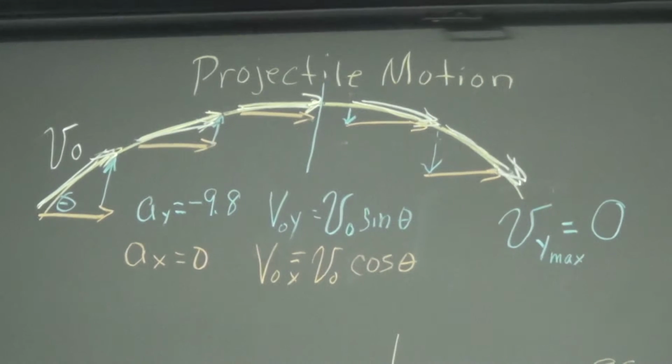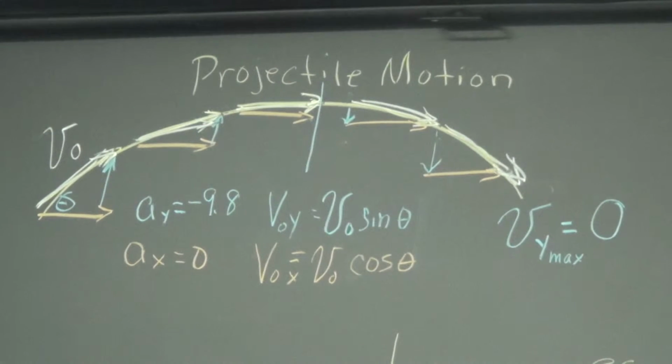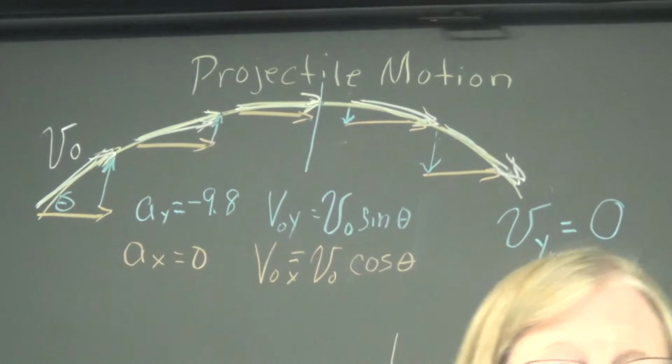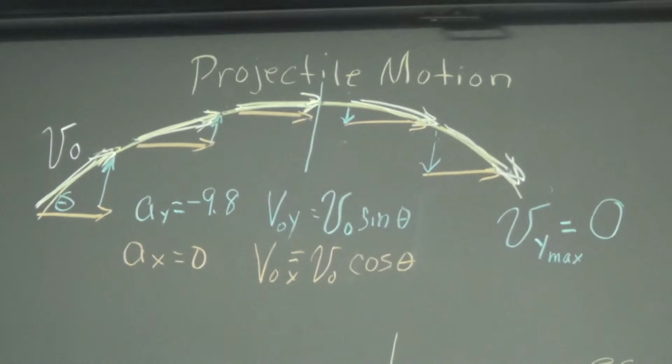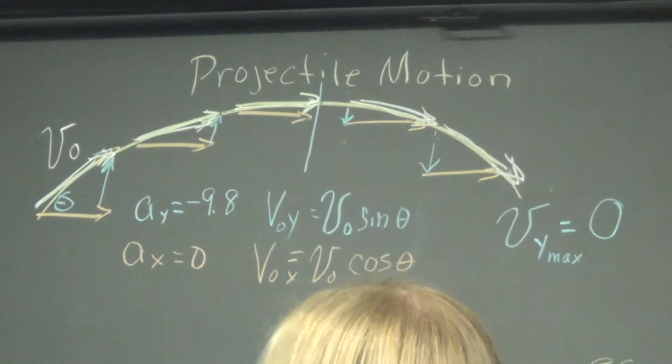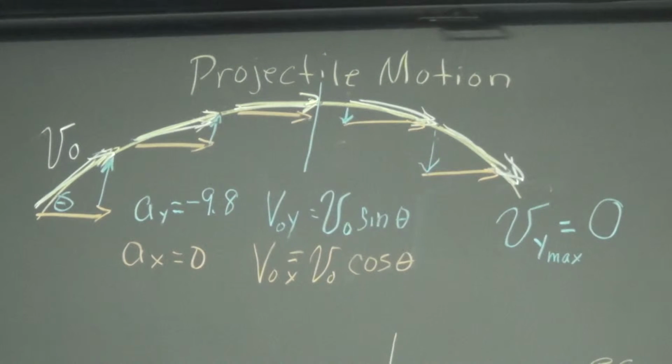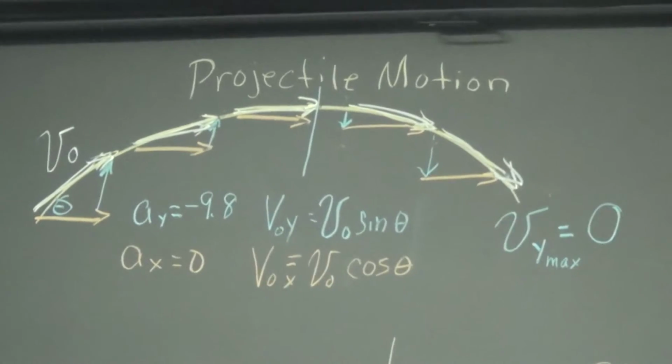What about the final velocity in x? Final velocity of x is going to actually be the same as the initial velocity in x because it stays the same. So that's it. It doesn't come up too much in our problems. It's more of an aggravation than anything.